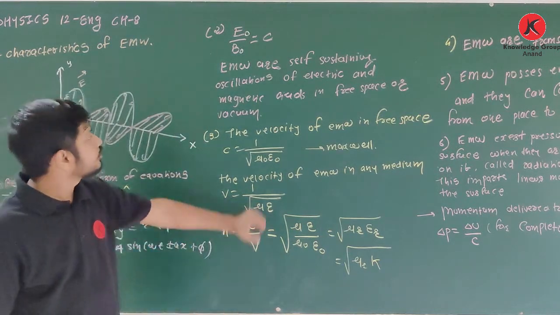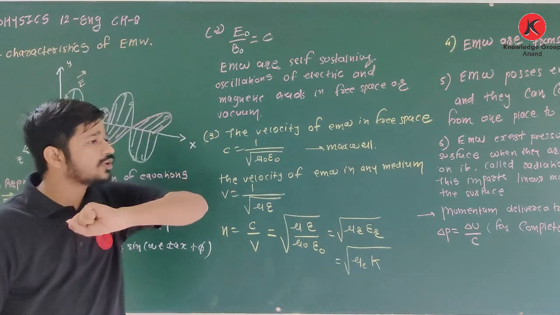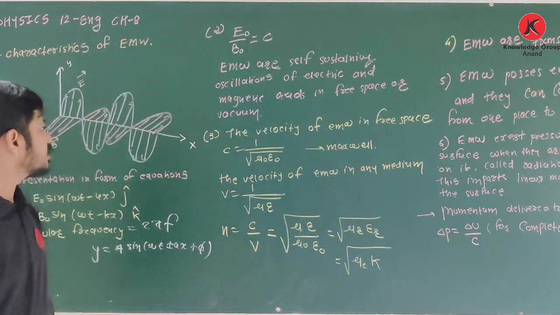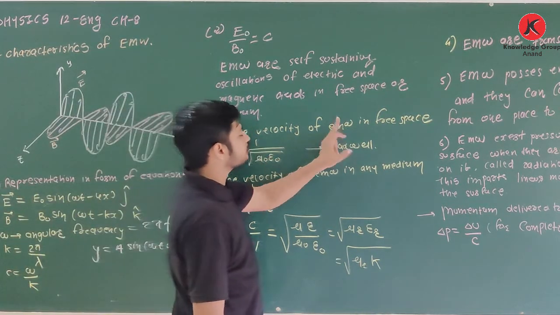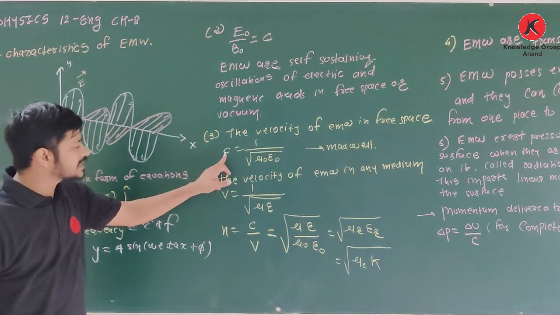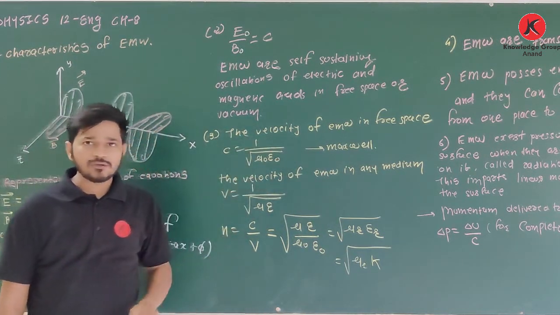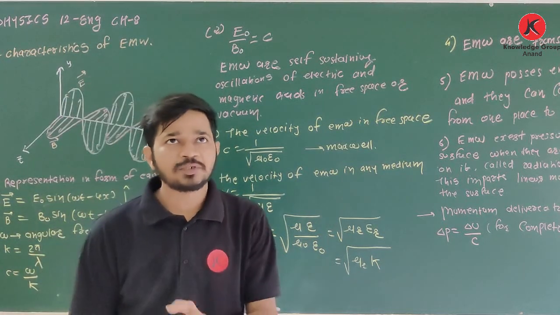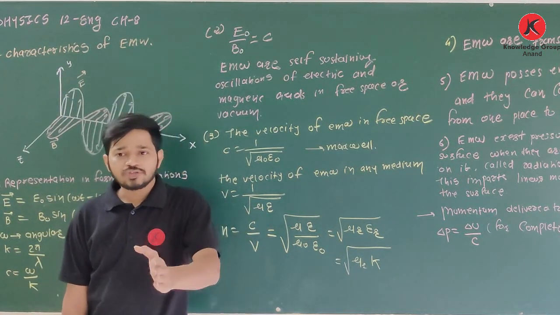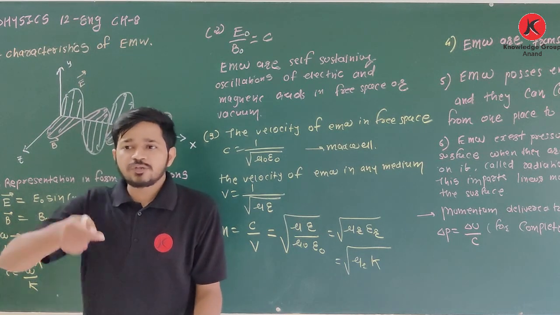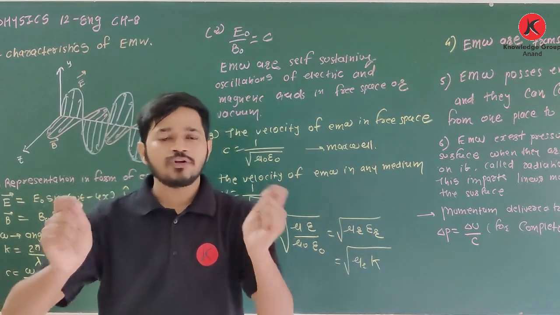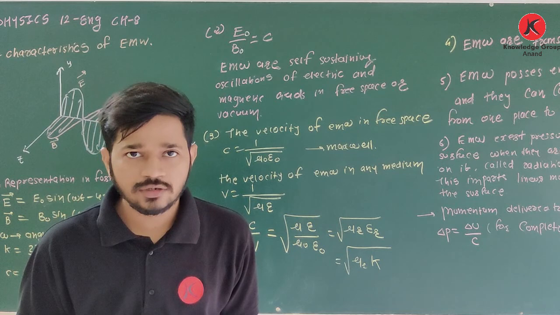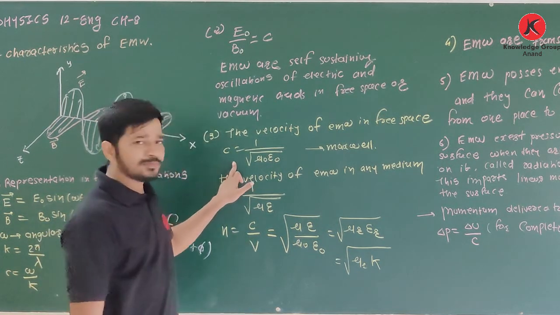Clear about this? So yes, this second point we have already proved. Okay, next one. The velocity of electromagnetic wave in free space, C is equal to 1 upon root of mu 0 epsilon 0. Again, this topic we have discussed in chapter number 4 after Biot-Savart's law, in similarities between Coulomb's law and Biot-Savart's law. Last point.